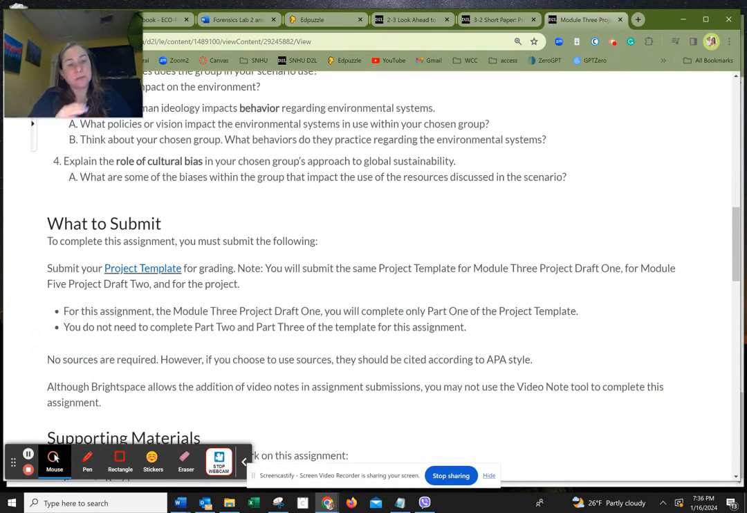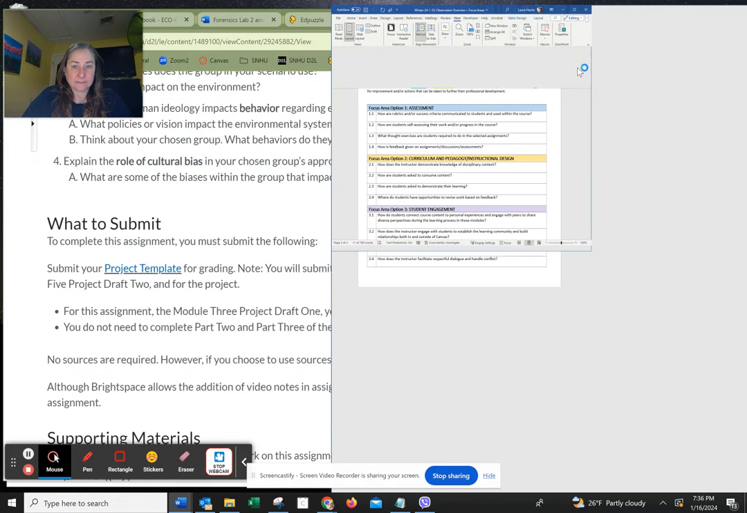But if you look here and we look at what to submit, this is where it gets a little confusing. You're going to have to fill in this project template, which I'm going to open again in another window so that you can actually take a look at that.